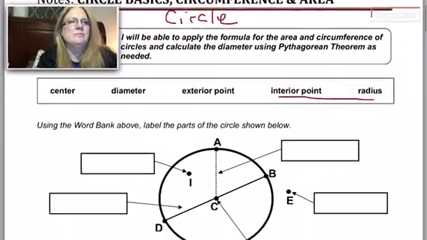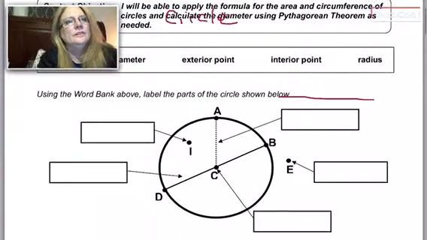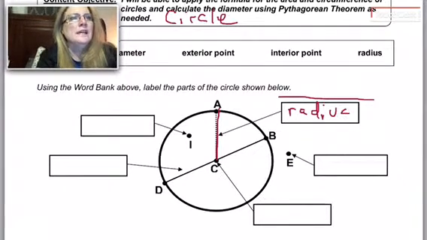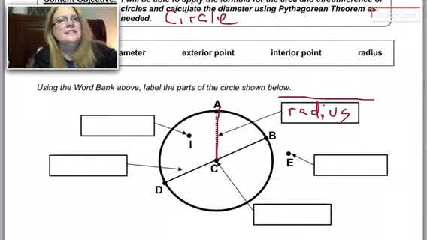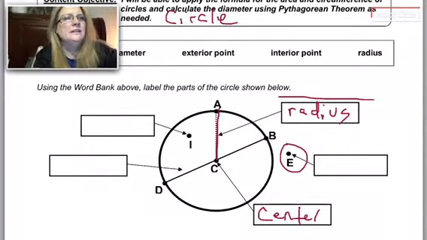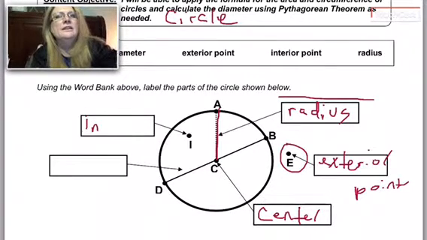Alright, so here are the basic parts of this circle. We have the radius right here. The radius goes from the center of the circle to any point on the side, and so C is the center. This point here, E, is just an exterior point. It is not in the circle. And then interior points would be like I is an interior point. That point is in the circle.